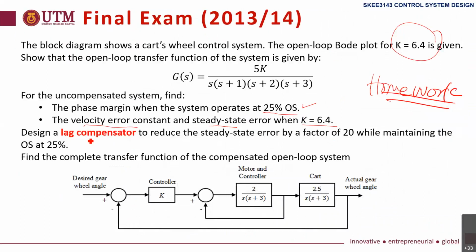Then design a lag compensator to reduce the steady state error by 20. In the first question, they give 0.1, but here is by a factor of 20 from the original one. So it is important to find the original one. Then we divide by 20 while maintaining at 25% overshoot.